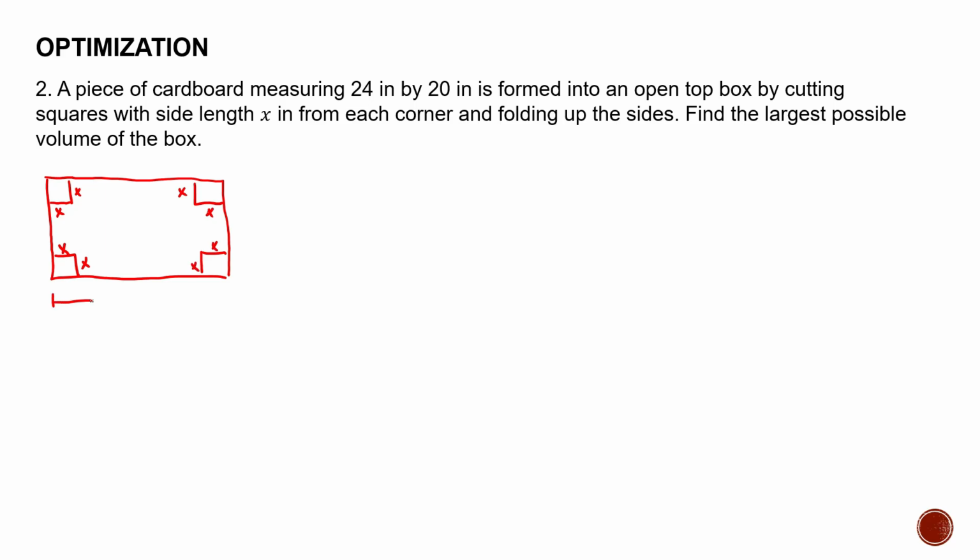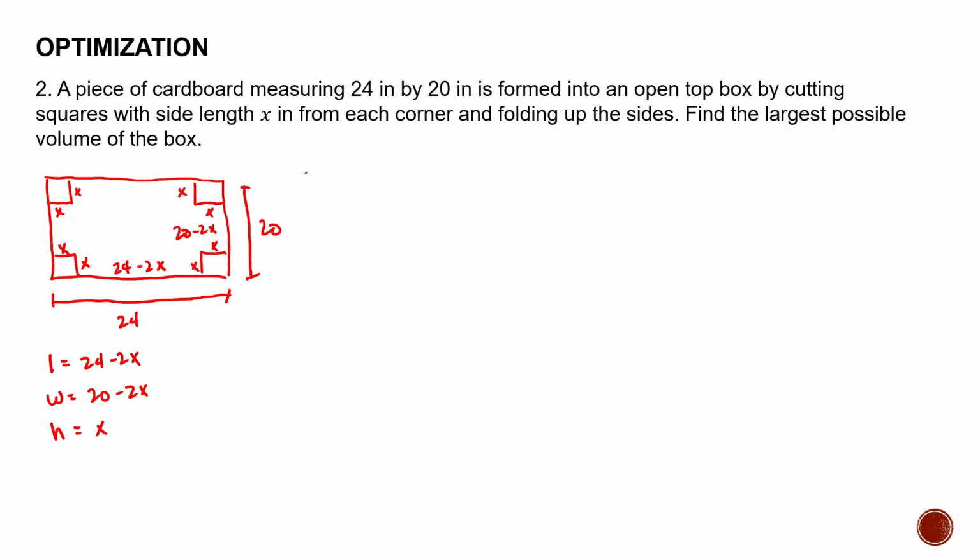Right? So that means the new, this is 24, by the way. So which means this is 24 minus 2x. This is 20, so this is 20 minus 2x. Alright, so the length is equal to 24 minus 2x. The width is 20 minus 2x. Now we need the height. So obviously you will fold that, and when you fold it, the height will be represented by the x.